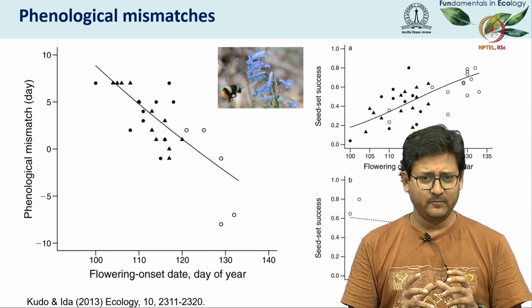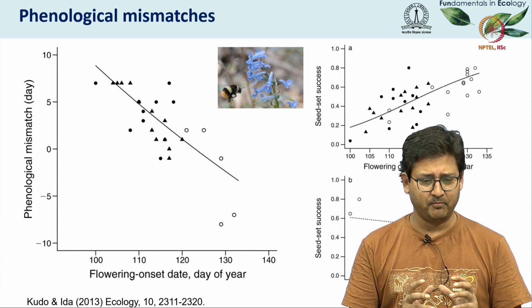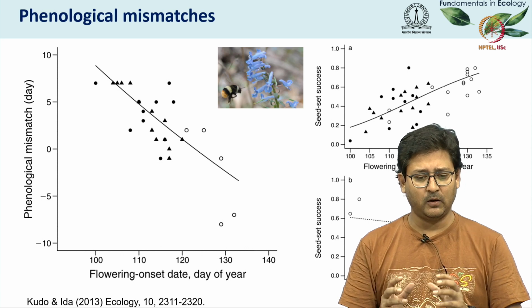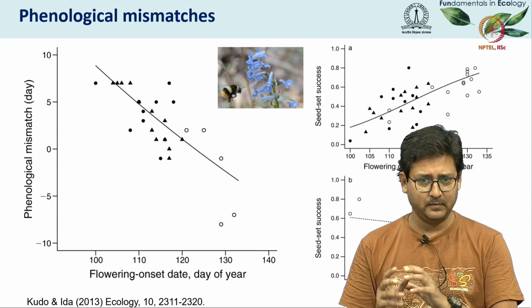Let's look at this system, which is a plant-pollinator interaction. You have bumblebees that feed on nectar produced by certain plants.